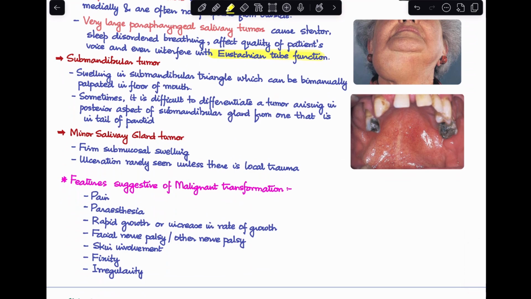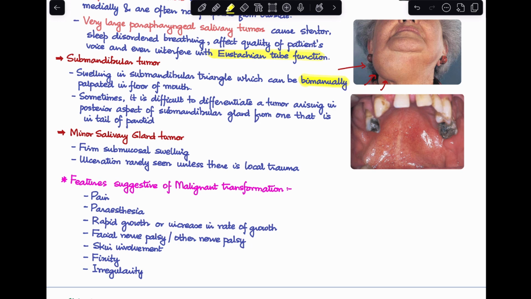Now, if we look at the image right over here, this is a submandibular gland tumor. Usually we see a swelling in the submandibular triangle, and this swelling can be bimanually palpated. How do you differentiate a submandibular gland swelling from a submandibular lymph node swelling? The key is to bimanually palpate it. If it's involving the submandibular gland, you will be able to palpate it. But if it's a nodal swelling, you will not be able to palpate it bimanually.